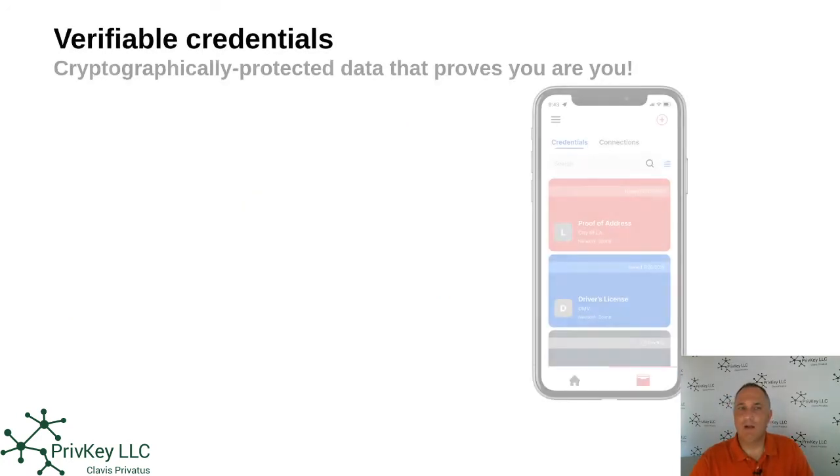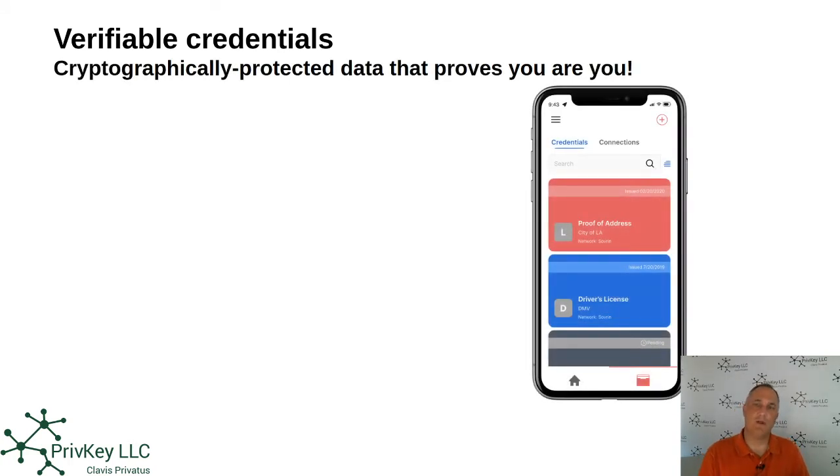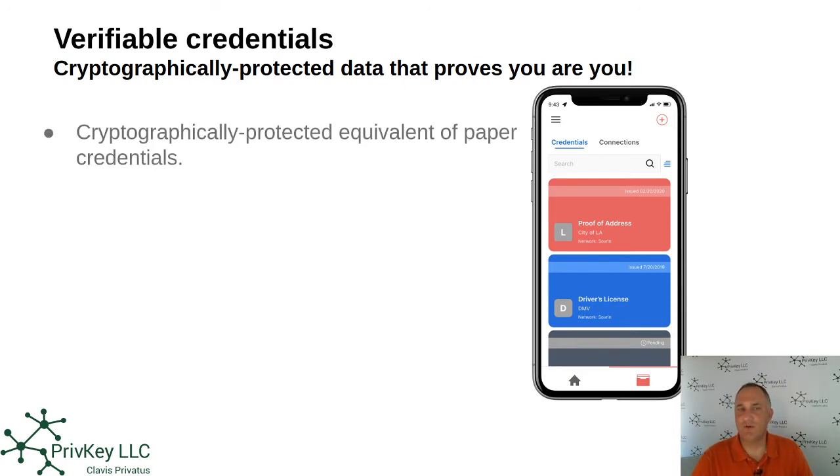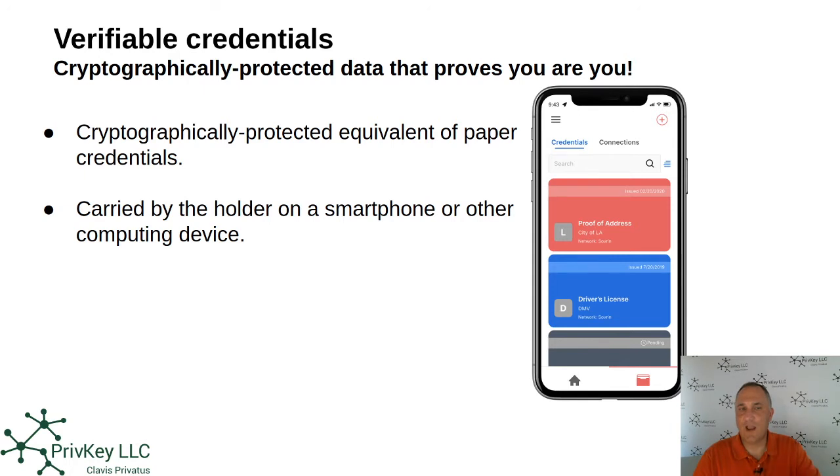Verifiable credentials, on the other hand, are what we're trying to solve, which is cryptographically protected data that proves you are who you are. Now the actual holder of these credentials can prove mathematically that they are who they are, because they hold the keys that had been issued to him or her. It is the cryptographically protected equivalent of a paper credential. If you do have a paper credential, it could be cryptographically protected, because now you can use this technology to put it in your phone. These are carried by the holder on a smartphone or a computing device.